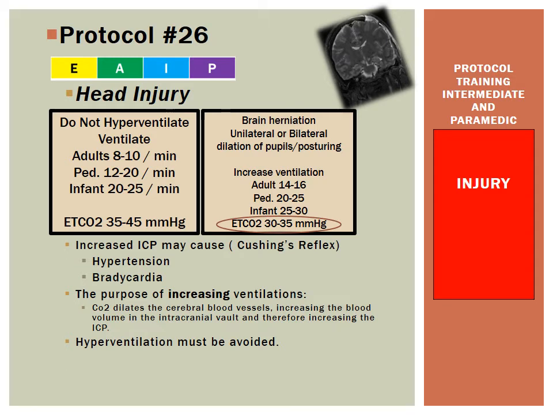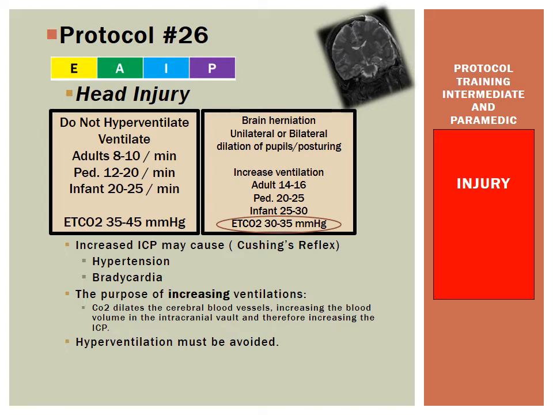Okay, so within this protocol, there's a reminder that we do not hyperventilate patients. We may only increase ventilations in the instance of brain herniation syndrome. So our normal ventilations, adults 8 to 10 a minute, pediatric 12 to 20 a minute, and infants 20 to 25 a minute, to maintain an end-tidal CO2 normal reading of 35 to 45 millimeters of mercury.